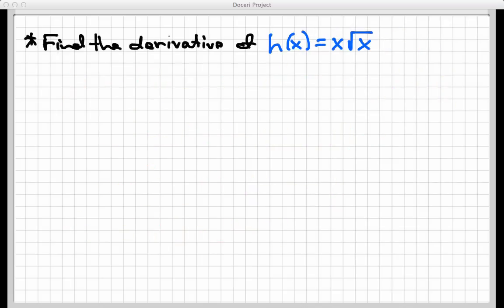Finally, let's look at this one last example where we're going to take the derivative of h of x equals x times radical x. This is an example of where you should not use the product rule. Now, I know what you're thinking. You're looking at this function.